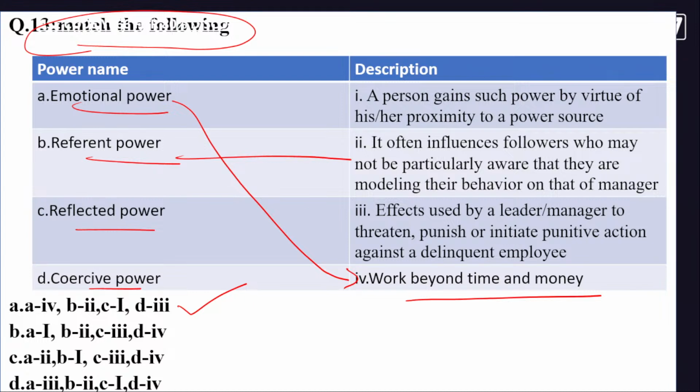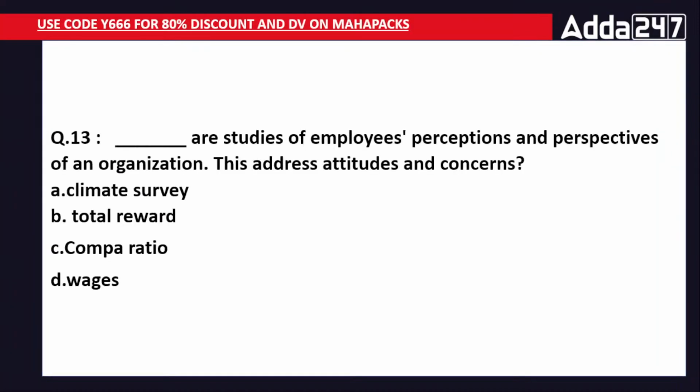Okay. Next is reflected power. Reflected power is all about when you are in close proximity to a powerful person. Okay. And coercive power is when you are working because of threatening. Okay. Next, this is the study of employee perception and perspective of the organization. We call it a climate survey, total reward, compa ratio, or wages.